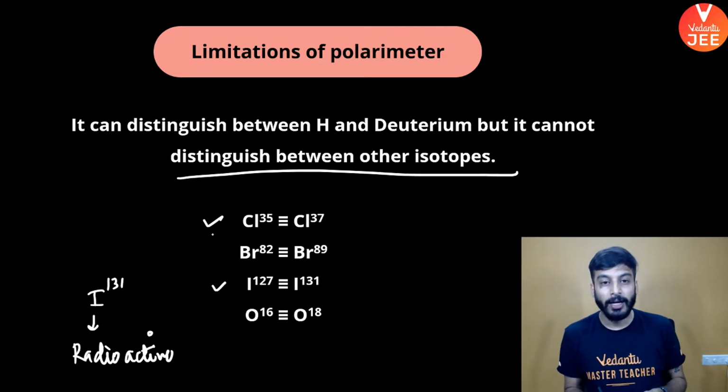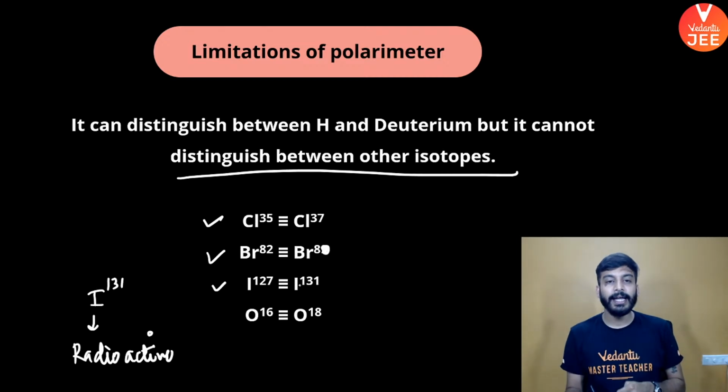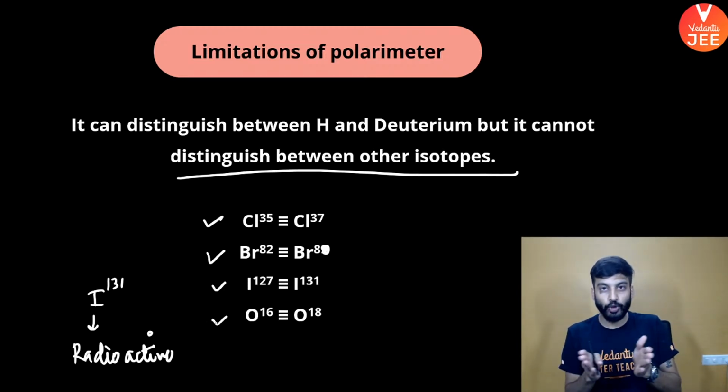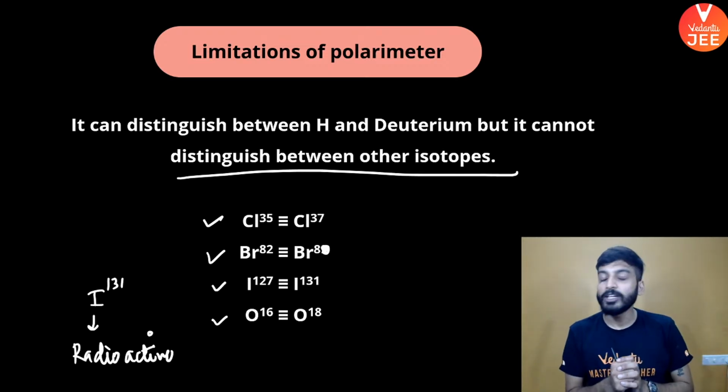Understanding this point? Bromine 80 and 82, not 89. Oxygen 16 and oxygen 18. These are all isotopes, and the polarimeter cannot distinguish them. It considers them as the same.